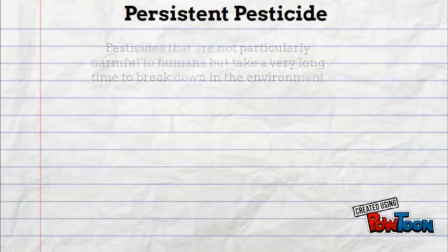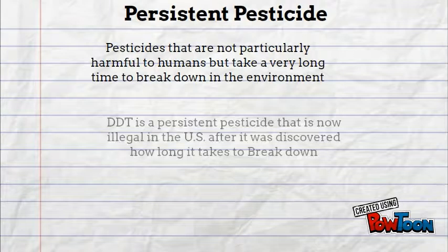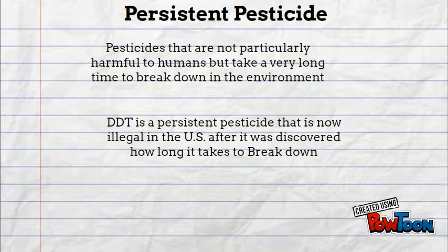Persistent pesticides are pesticides that are not particularly harmful to humans but take a very long time to break down in the environment. DDT is an example of a persistent pesticide that was heavily used in the US, but is now illegal after it was discovered how long it takes to break down within the environment.